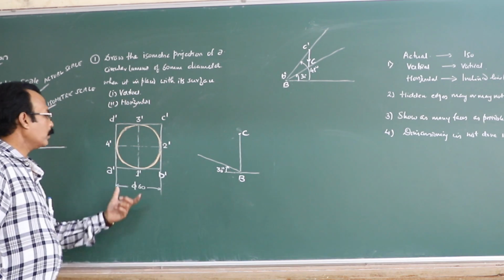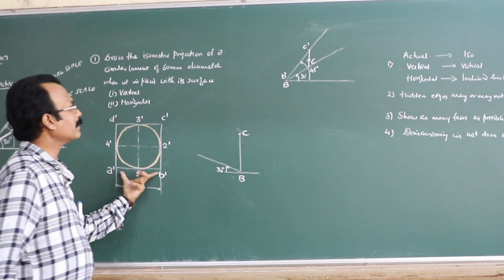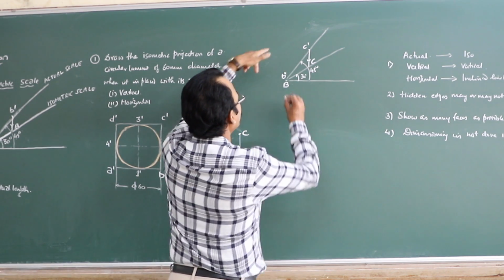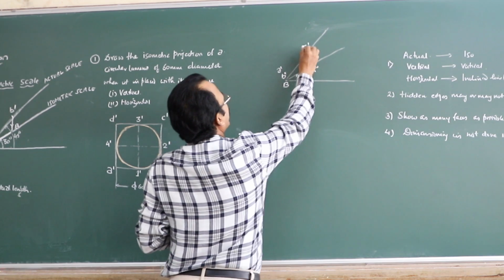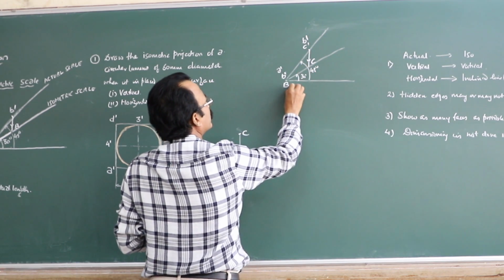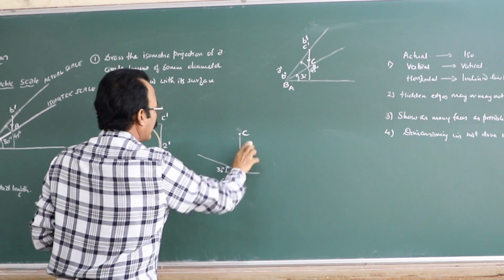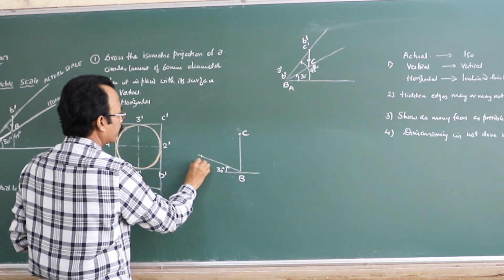Okay. So now take this A dash, B dash distance with the help of your compass and mark it here, right? So it will be the same distance A dash, B dash. Now drop a perpendicular. This will be your A and B. So take this AB and mark it here.